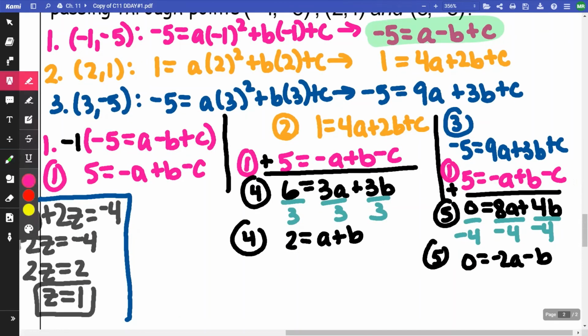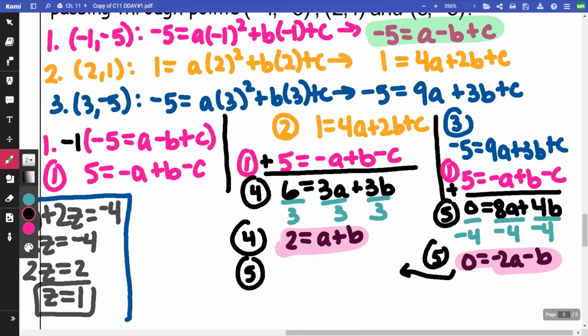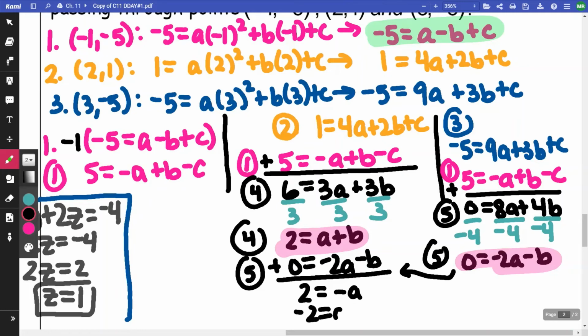So now I am going to have 2 is equal to a plus b, and 0 is equal to negative 2a minus b. I'm going to use those two equations. So I have 0 is equal to negative 2a minus b. I add these up. I get 2 is equal to negative a. So negative 2 is equal to a.